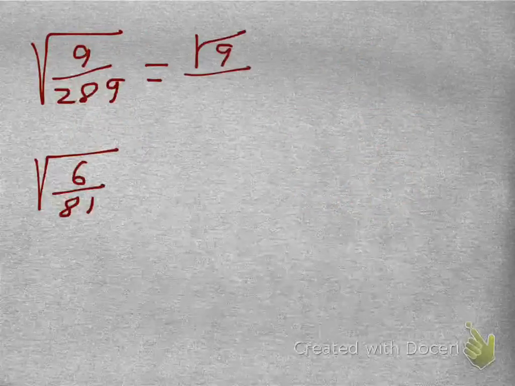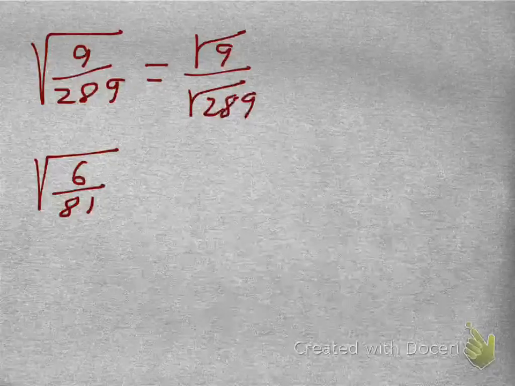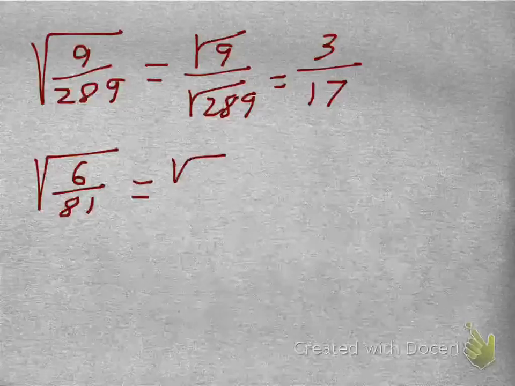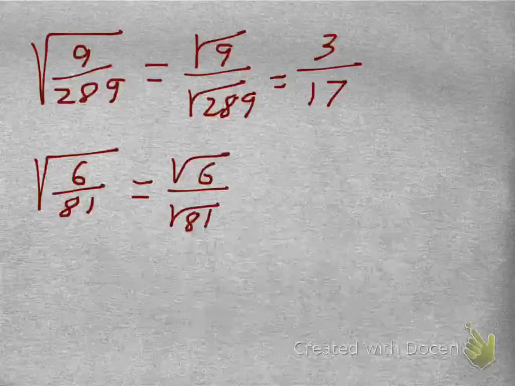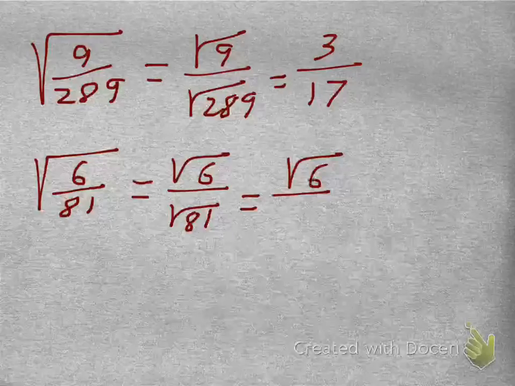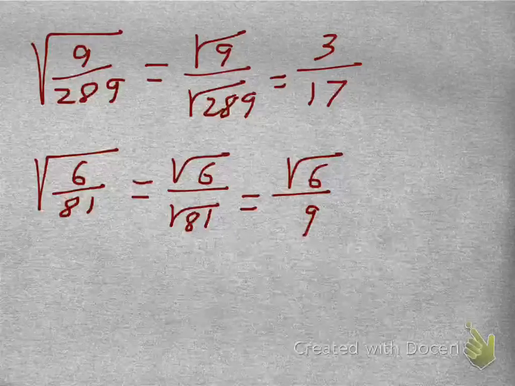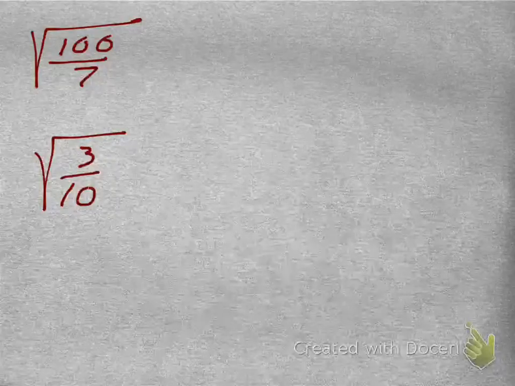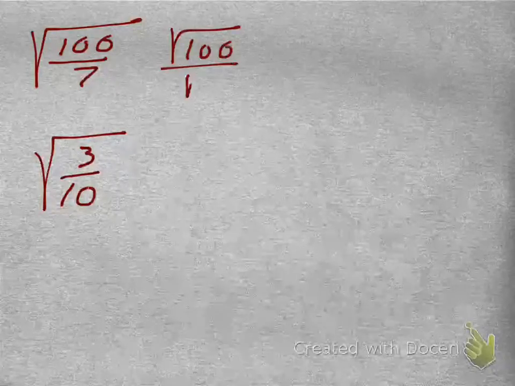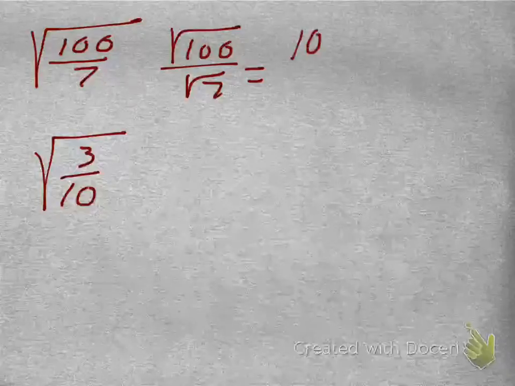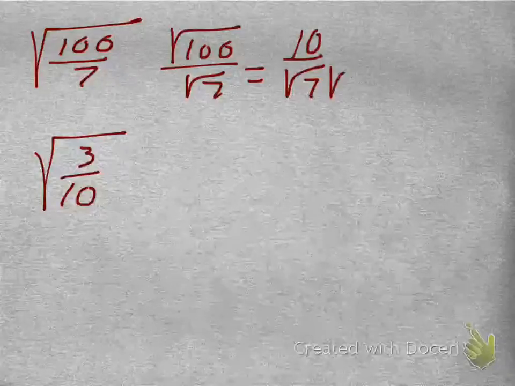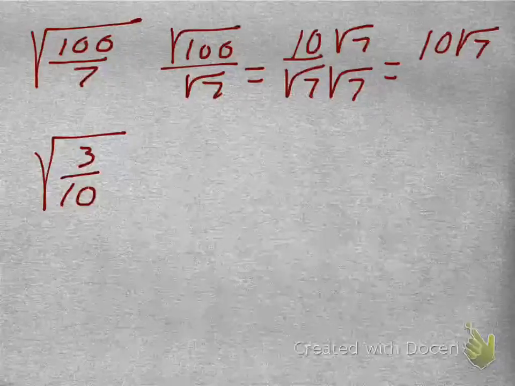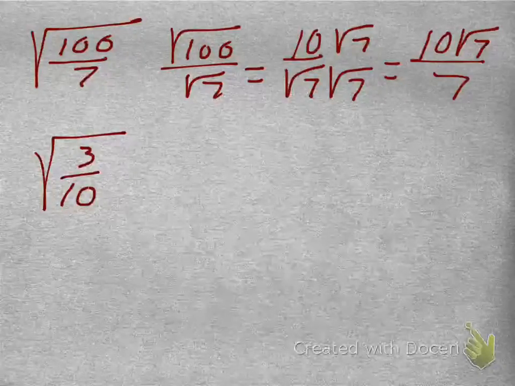The square root of 9 and the square root of 289 are both perfect squares. It becomes 3 over 17. The square root of 6 over the square root of 81, one of those is perfect. And that's the square root of 81, which is 9. Finally, the square root of 100 and the square root of 7. We know the square root of 100 is 10. We don't know the square root of 7. So we'll multiply the top and the bottom and get 10 square root of 7 all over 7.